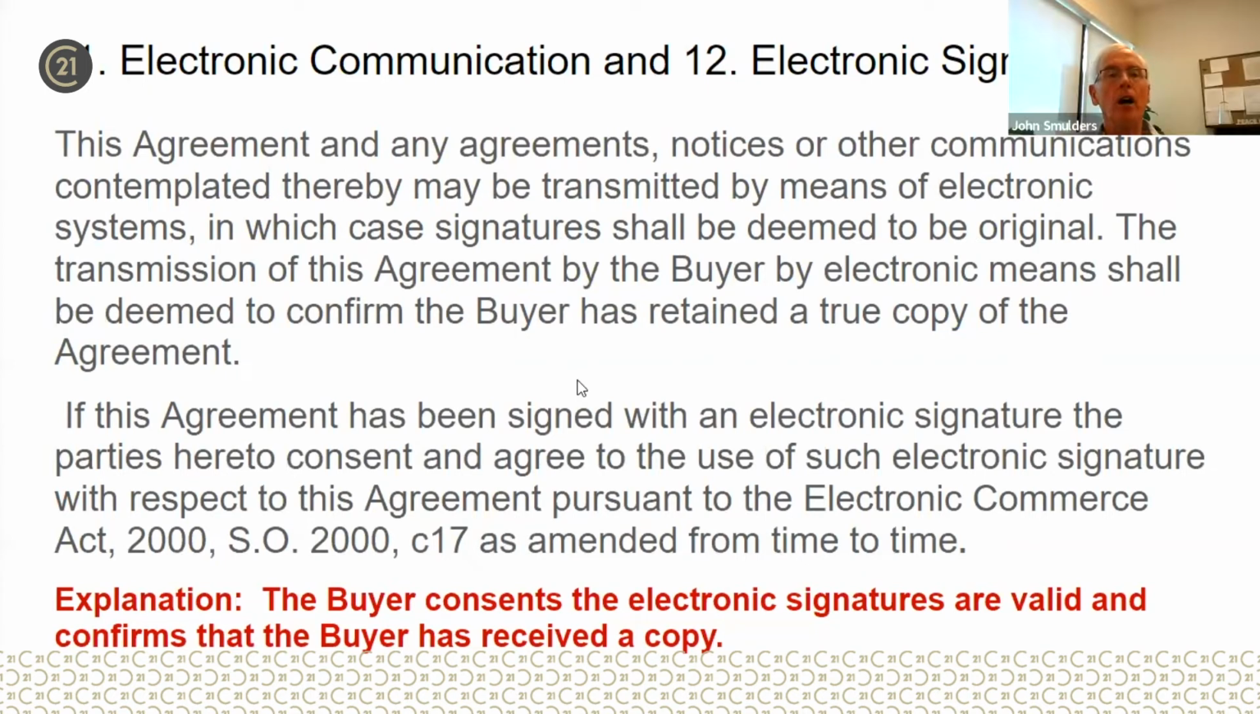Good question, though. Electronic communication and electronic signatures. Pretty straightforward. The buyer consents the electronic signatures are valid and confirms that the buyer has received a copy. So when you have sent them electronically a copy and they have signed it via AuthentiSign or DocuSign or whatever you're using, they are agreeing that they have a copy. Another good reason why the certificate of authentication is really important, because then it proves when it was sent and that you have proof that they have it. Okay.